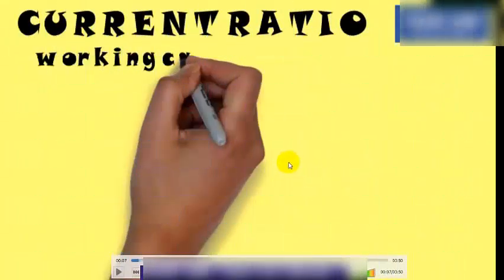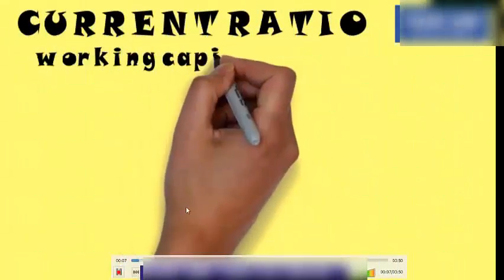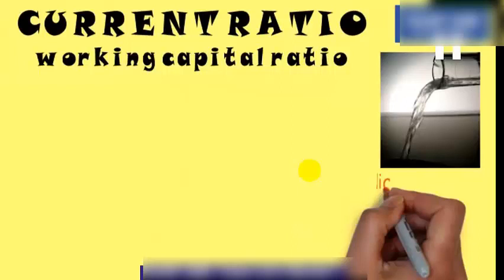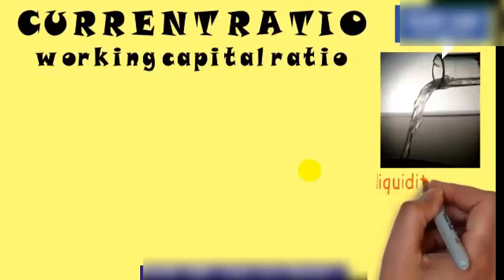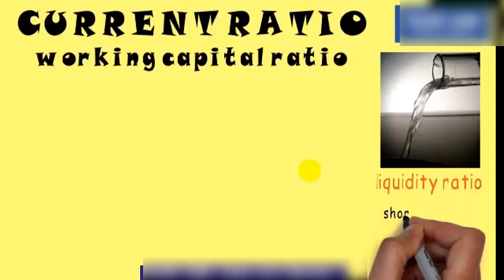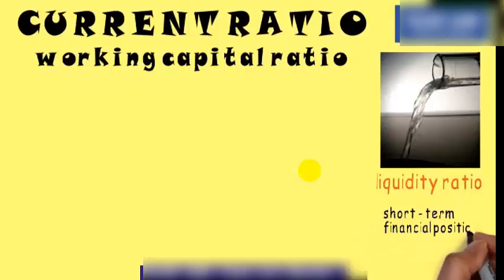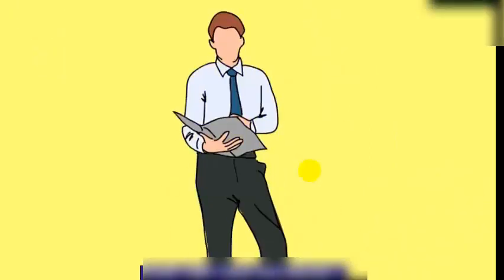In this video, we are going to discuss the current ratio, or I must say, the working capital ratio. Now, what is working capital? It is the difference of current assets minus current liabilities. In the introductory video, we discussed that the current ratio is one type of liquidity ratio, which tells us the short-term financial position of a company.